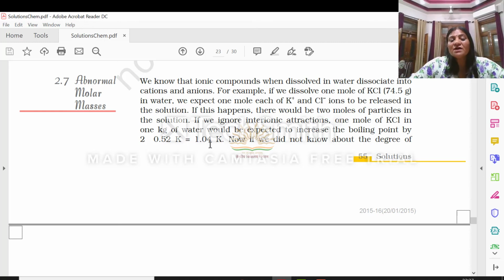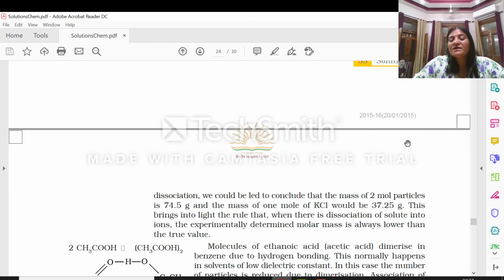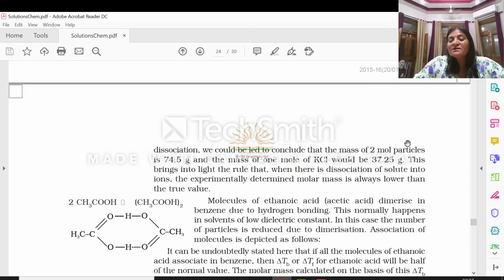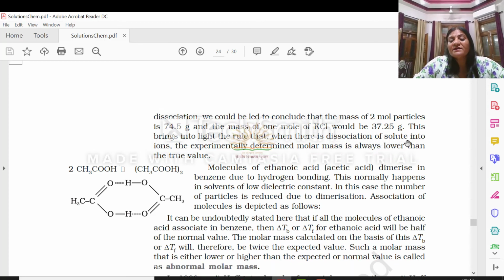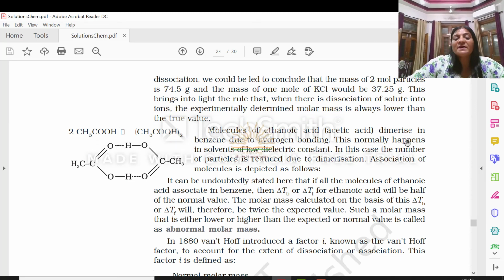0.52 Kelvin is equal to 1.04 Kelvin. Now if we did not know about the degree of dissociation, we could be led to conclude that the mass of 2 moles of particles is 74.5 gram and the mass of 1 mole of KCl would be 37.25 gram. This brings into light the rule that when there is dissociation of the solute into ions, the experimentally determined molar mass is always lower than the true value.